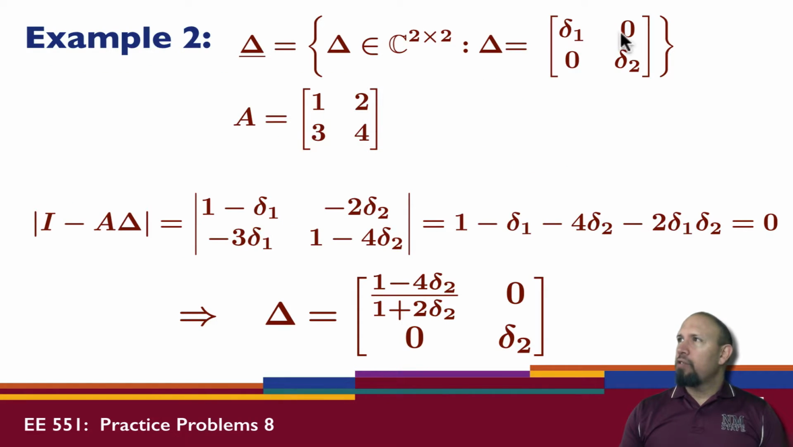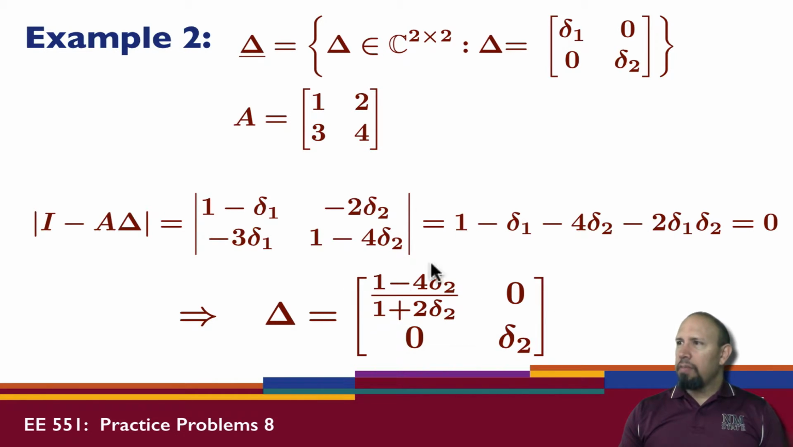Now let's take the same matrix, change our structure. So this is our structure. It's a diagonal matrix with 2 different elements along the diagonal. We compute the determinant of I minus A delta. We get this. This is the determinant. Set it equal to 0. Again, I solve for delta 1 in terms of delta 2. This is what I get when I solve this equation for delta 1.